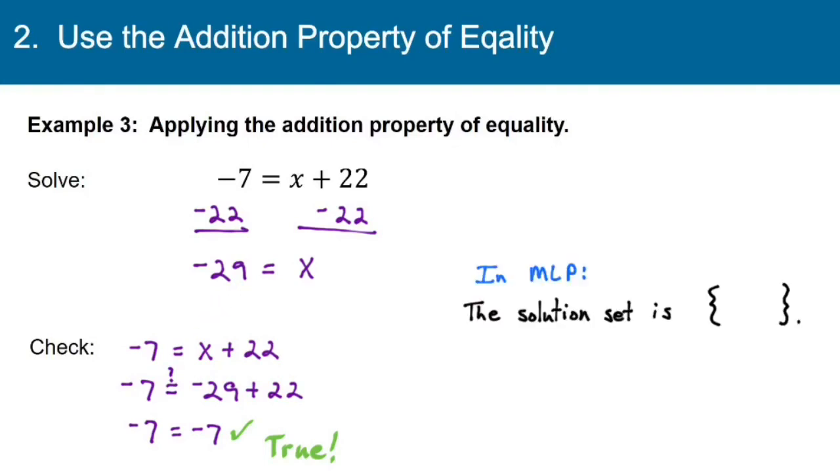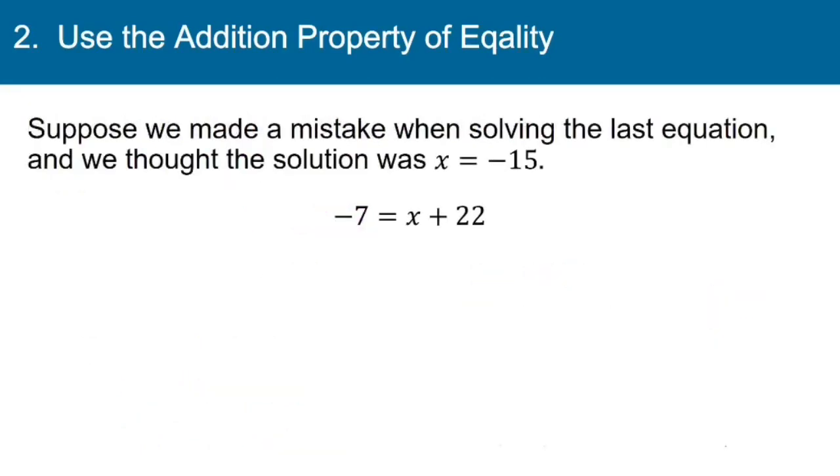So in the curly braces in MyLabs Plus, you would just put negative 29. Now, so far we've gotten the right answer on every equation we've solved, but suppose that we made a mistake when we solved the last equation, and suppose we thought that the solution was x equals negative 15. Let's check that solution and see what happens.